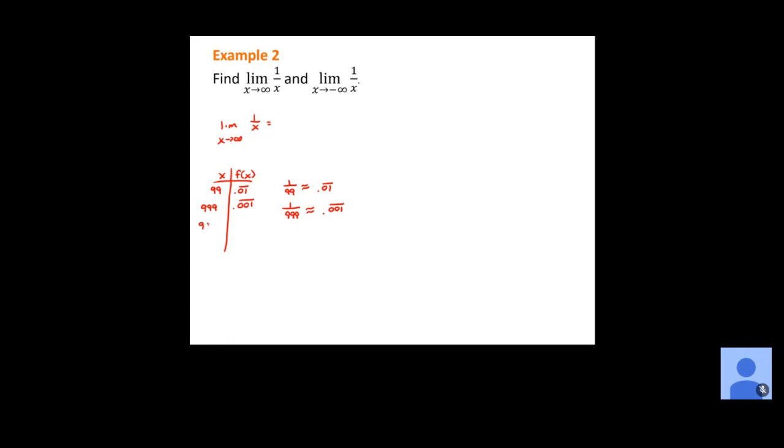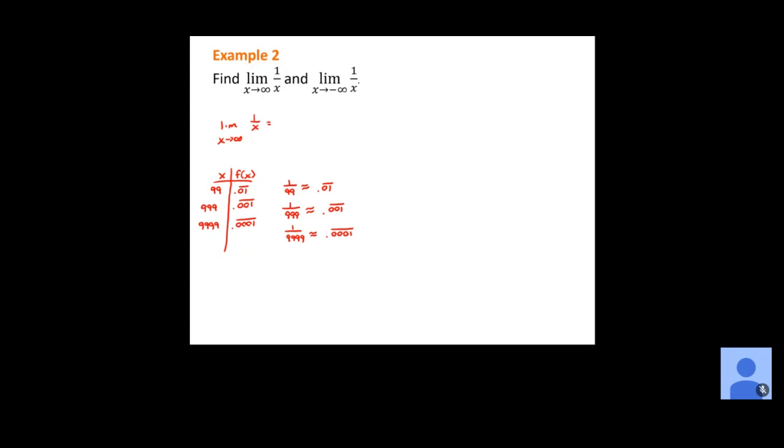9,999. Just so you know, it doesn't have to be nines. We could have tested 100, 1,000, 10,000, whatever you want to do there. But if we do this now, that should give us 0.0001, where those 4 decimals repeat now. Hopefully you can see a pattern emerging.